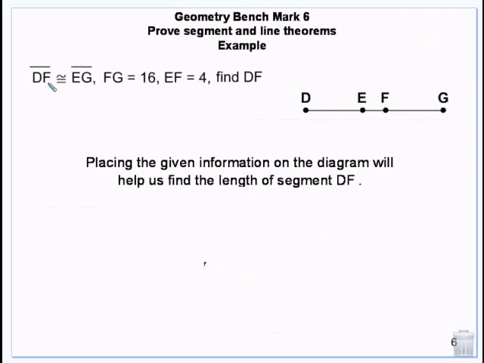Well, I've got that DF is congruent to EG, so immediately I'm going to go ahead and label that. I'm going to put these pictures like that to show me that those two are the same length. So DF and EG. FG is 16. EF is 4. And I want to find DF. So 20. Yeah, 20. So if these are 4 and 16, that's 20, right? And this is the same length as that, so 20. So 4 plus 16 equals 20. That gives me EG, which is also equal to DF.